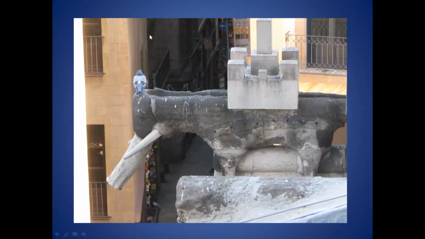This is an elephant gargoyle. You can tell it's a gargoyle by its trough. It was a part of the drainage system for the cathedral itself, just draining water from the roof. This has been restored too.